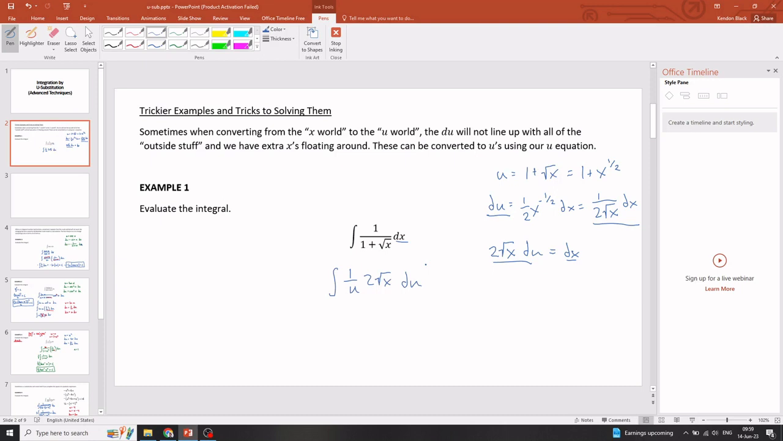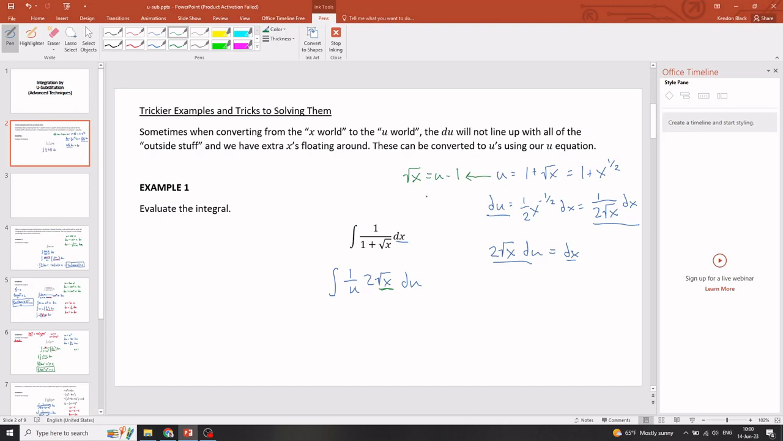Okay, so everything didn't line up perfectly. We have this extra root x floating around. The 2 is not a problem. We can just pull that outside of the integration symbol. But the first trick is to go back to our u equation. So we're going to go back up here, and solve for x in terms of u. Now, in this case, we want a root x, so we actually don't have to go all the way and solve for x. We can just solve for the square root of x. All we have to do is subtract 1 from both sides. So we get the square root of x equals u minus 1.